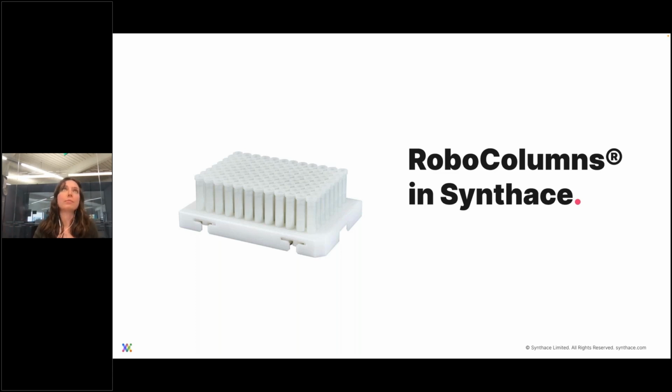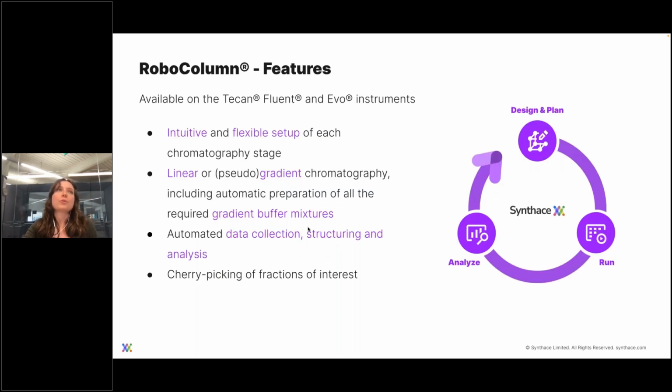So basically, what that means in practice is you need to run 8 columns purification first until you can move on to the next one. And so once again, the features of RoboColumns is that this time you can also use it on the Tecan Evo instruments. But likewise, we still provide the same intuitive and flexible setup for every chromatography stage.